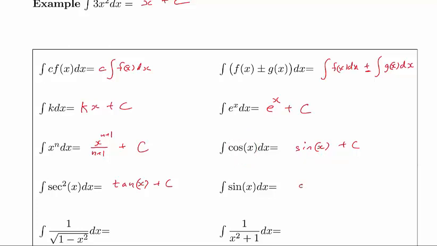Okay, so we know we've got a cosine here. And if I take the derivative of cosine, I will get a negative sine x back. So I need to counter this by including a negative sign right there. And so now if I take the derivative of this whole thing right here, I will get a positive sine x back.